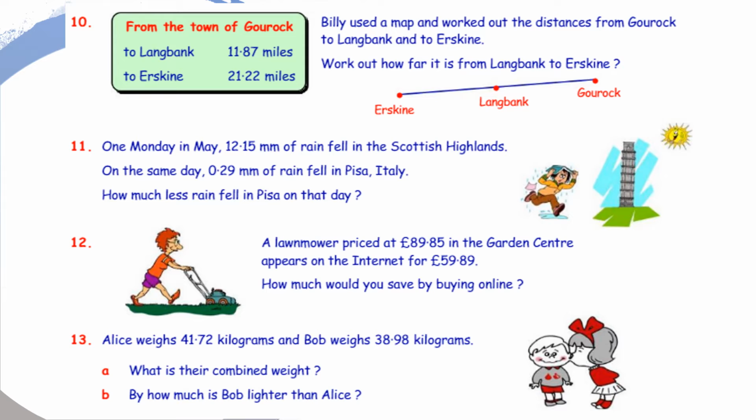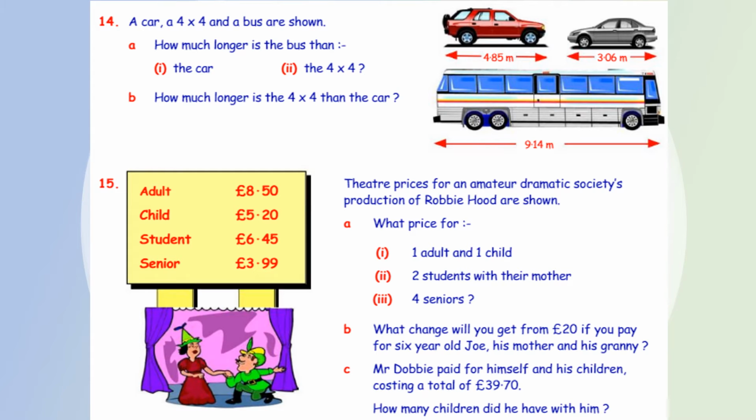Okay, and let's look at 15 here. Theatre prices for a show called Robbie Hood. I'm going to guess that that's some kind of take on Robin Hood. And I think the picture is supposed to be Robin Hood and Maid Marian. And there you've got a sign which tells you the prices of the tickets. So an adult is $8.50, a child is $5.20, a student is $6.45, and a senior is $3.99.